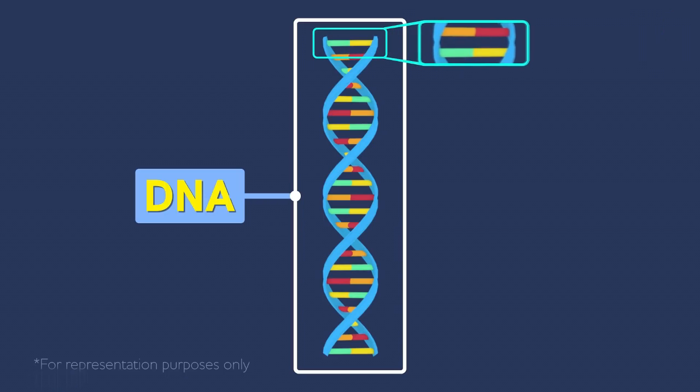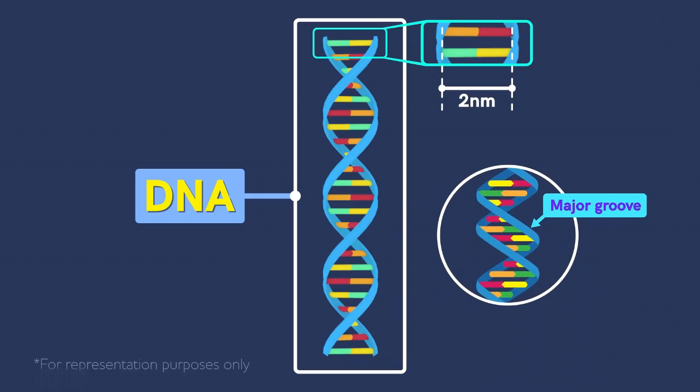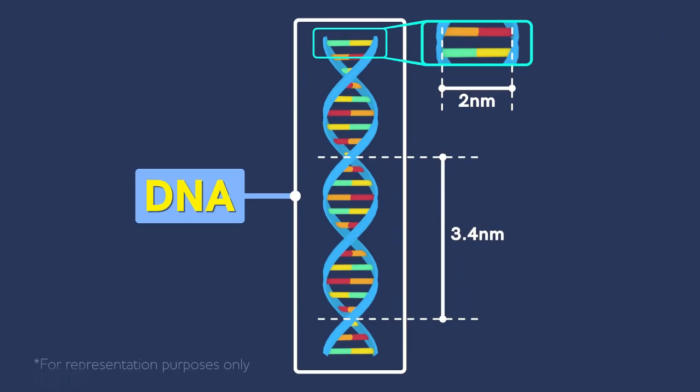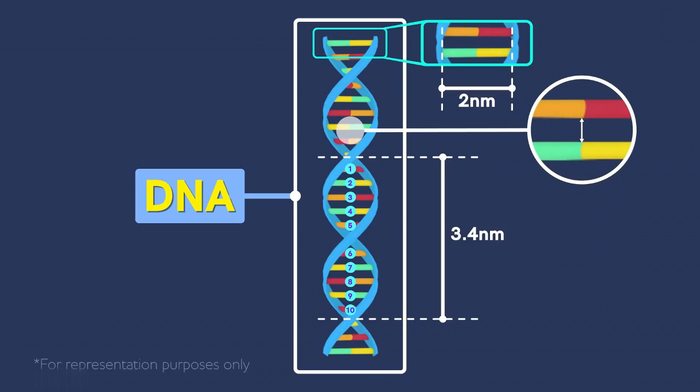The diameter of the double helix is around 2 nanometers. The double helical strand has one major and one minor groove that makes up one turn. The length of one turn is around 3.4 nanometers, and there are around 10 base pairs in one turn. Now can you help me with the distance between the two adjacent base pairs? It's simple. The distance is 0.34 nanometers. It's simply 3.4 divided by 10.